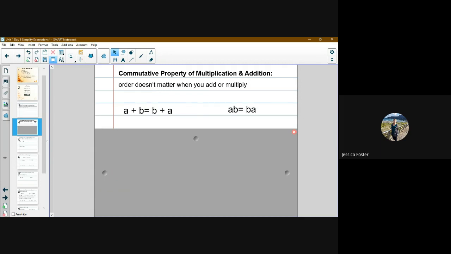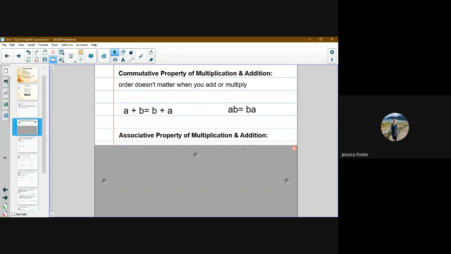This is how we would show this algebraically, to make a statement so that we can put any number in here to say that it's true. So this is just modeling that a plus b is b plus a for any values of a and b. Same thing: a times b is equal to b times a for any values of a and b. Go ahead and write those down in your notes.